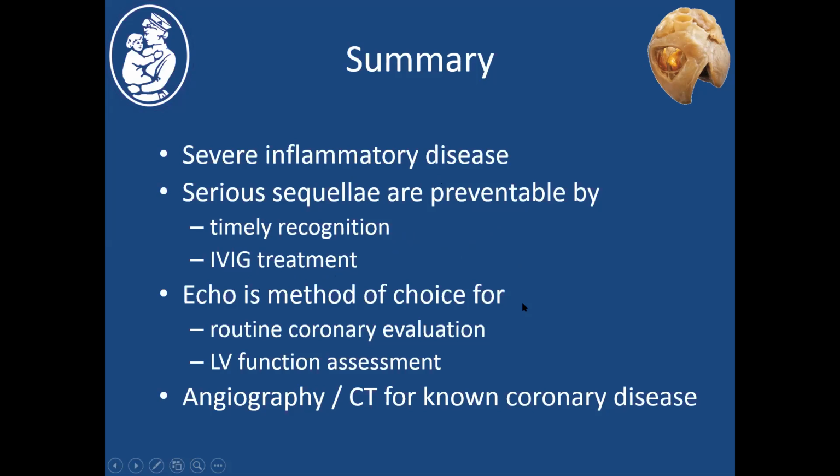Echo is certainly the method of choice for making the diagnosis, for detecting coronary aneurysms, and for routine coronary evaluation and LV function assessment. Patients who are known to have coronary abnormalities, particularly ones with persistent aneurysms, then angiography or CT is probably the test of choice for following these patients to look for stenosis and development and progression of the coronary artery abnormality. Echo is not particularly good for this, while it is good for detecting the acute problems.